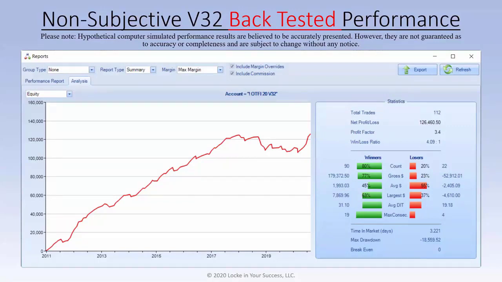It's about 20, 25% more. And that would be normal. What I really, really like, though, is our largest win versus our largest loss in the whole period.